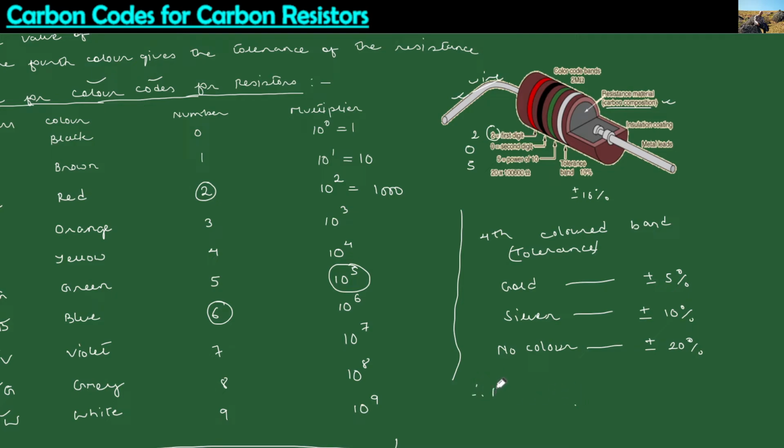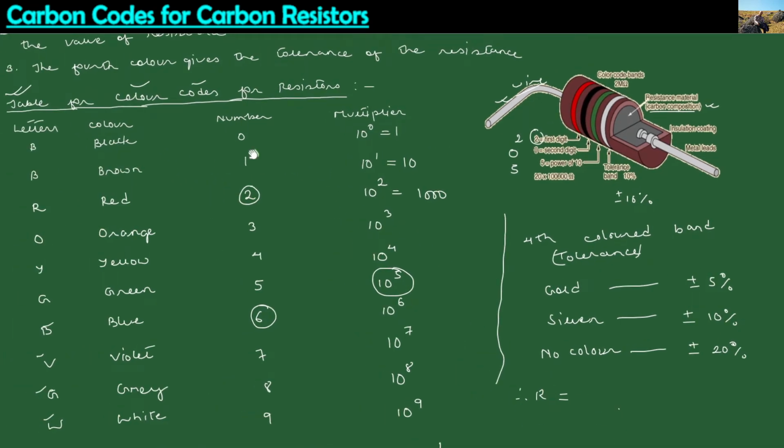So the resistance R, the first color is red. From the table, how much is red? Red is 2. So we put here 2. Then the second color is black. The number for black is 0. So we put here 0.